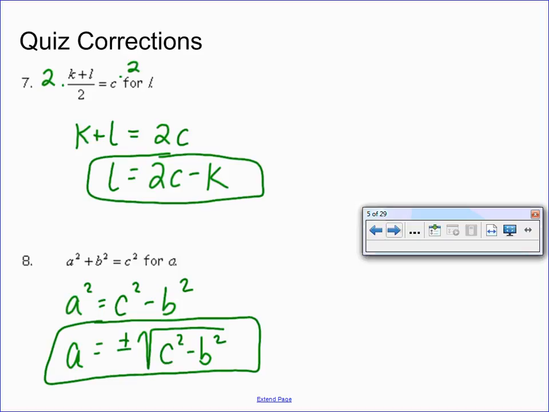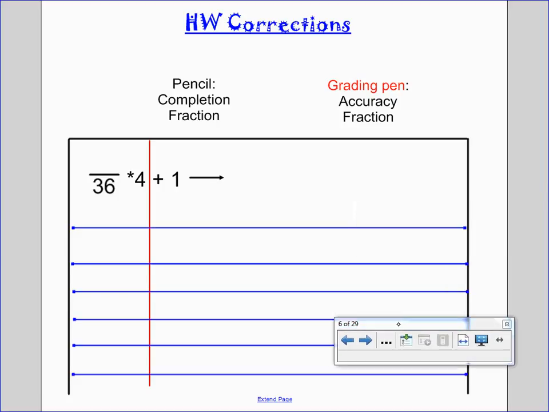Everybody have your correct answers? The next 2 days, you want to make sure you're making corrections, so you're ready to go for your quiz on day 7. And now let's take care of our homework checks.